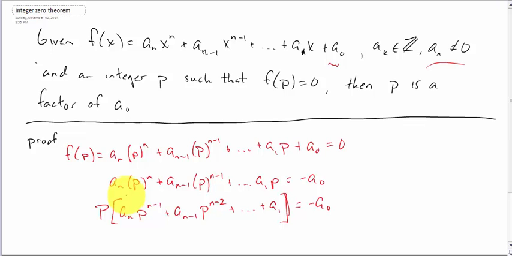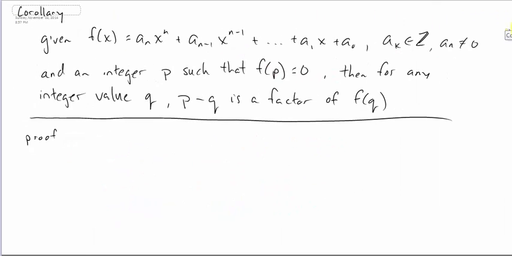and something else. Now a corollary from this theorem, corollary means it's something just as important that follows immediately from the original theorem. So this says if we have a polynomial f of x, where a sub k, the coefficients are integers, and the leading coefficient isn't 0, and an integer p such that f of p is 0, you know, that looks pretty similar, then for any integer value q, p minus q will be a factor of f of q.